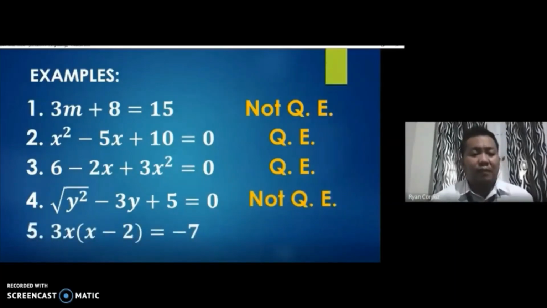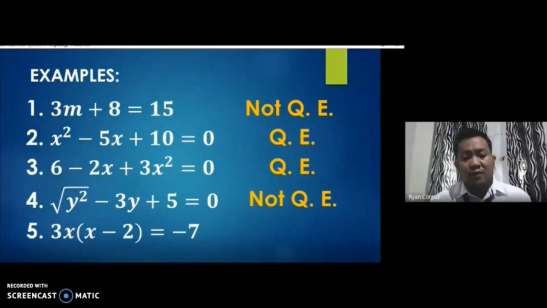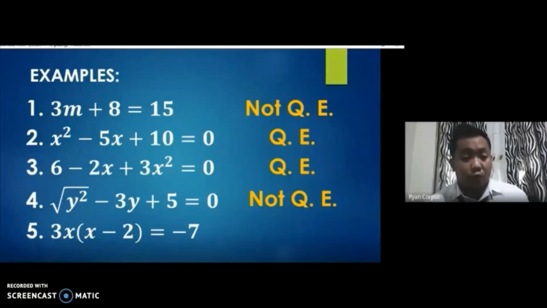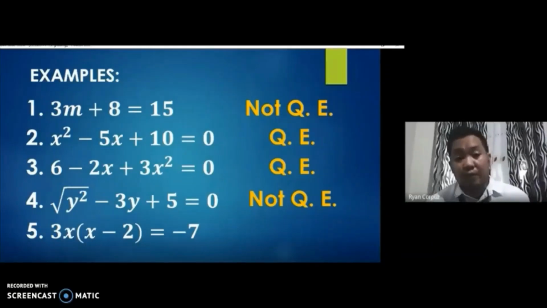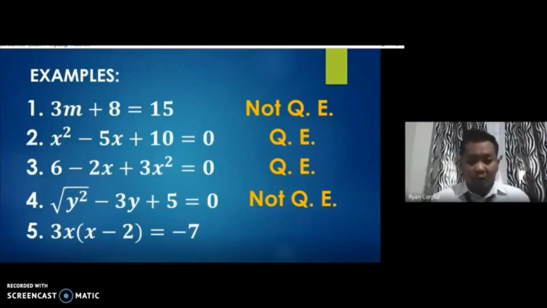Now let's have number 5. Number 5 is 3x times the quantity x minus 2 is equal to negative 7. At first, you will not say it's a quadratic equation, because you will not see a term whose highest exponent is 2. But if you make use of the distributive property, you'll find out that you'll come up with a term whose highest exponent of the variable is 2. Look at the first part.